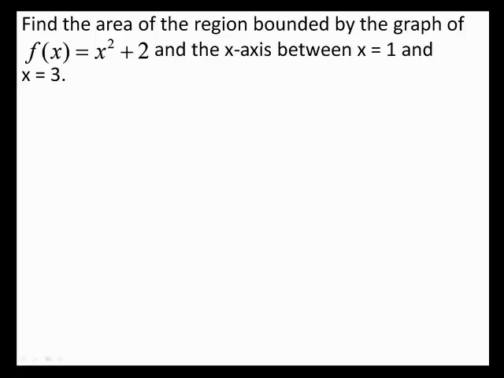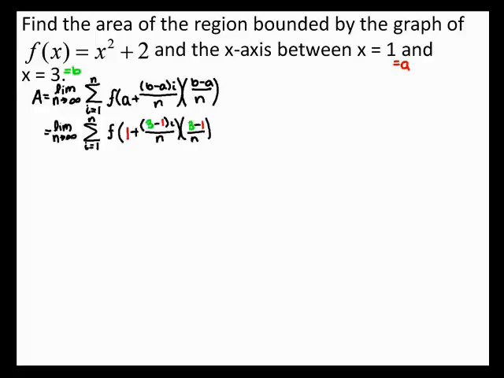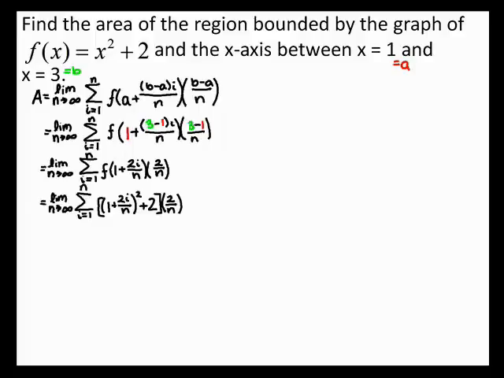Find the area of the region bounded by the graph of f of x equals x squared plus 2 and the x-axis between x equals 1 and x equals 3. Use the formula a equals the limit of the sum of i equals 1 to n of f of a plus b minus a times i divided by n times b minus a divided by n as n goes to infinity. Substitute 1 in for a and 3 in for b. Simplify 3 minus 1. Simplify f of 1 plus 2i divided by n. Simplify 1 plus 2i divided by n quantity squared.